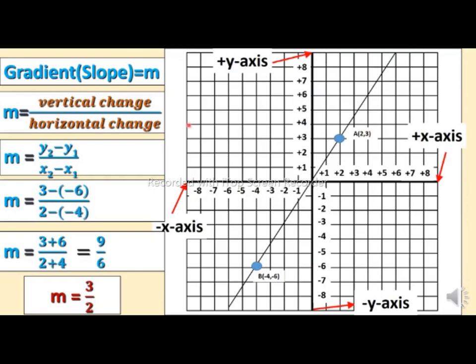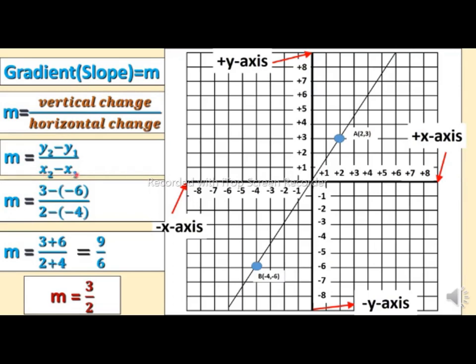And now gradient or slope is represented by m. It is vertical change over horizontal change. What does change mean? Vertical change, vertical points are y points. So y2 minus y1 will be the vertical change. Horizontal change becomes the change in the x points. So x2 minus x1 will be the horizontal change.